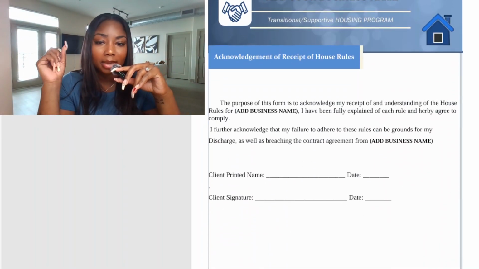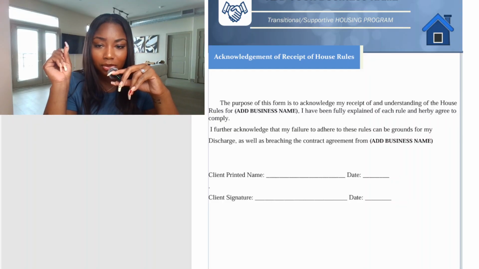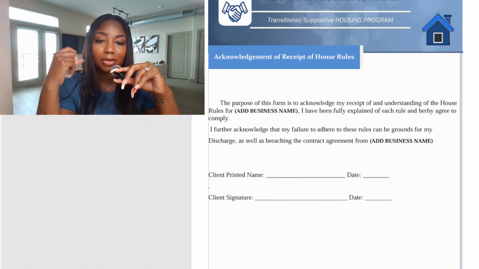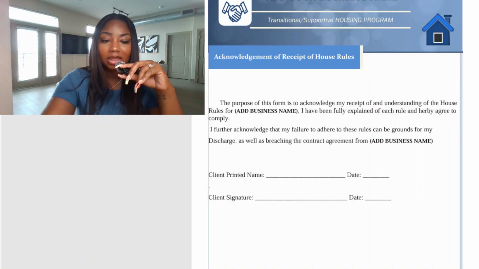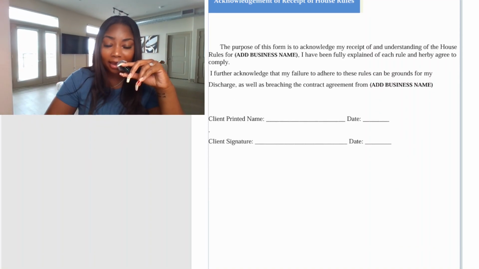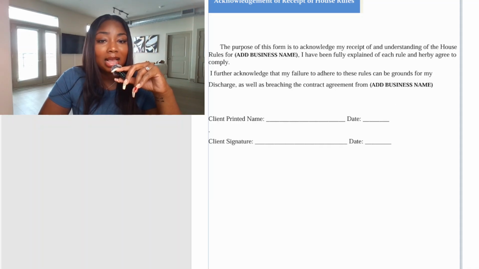And the last form is acknowledgement of receipt and house rules. The purpose of this form is to acknowledge my receipt and understanding of the house rules. They have been explained to me and I agree to comply. This is page 24 of the packet, and that is it. Again, this packet is very important.